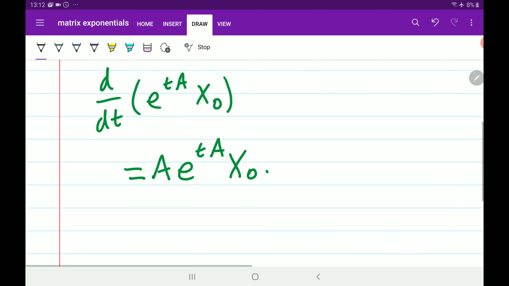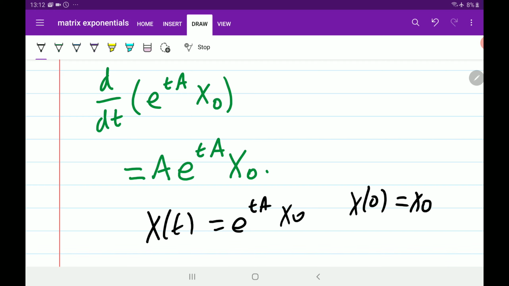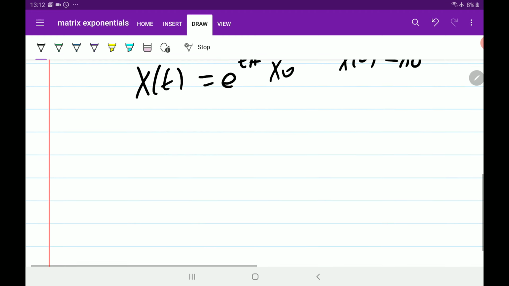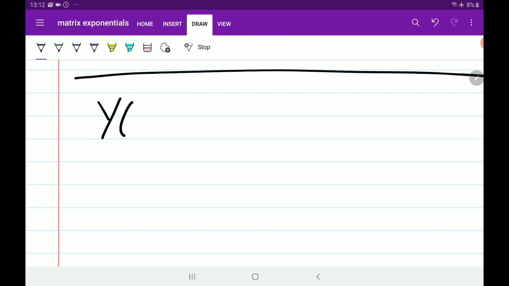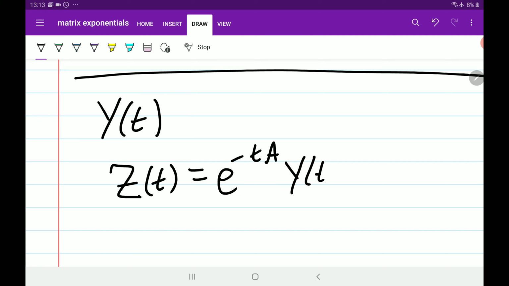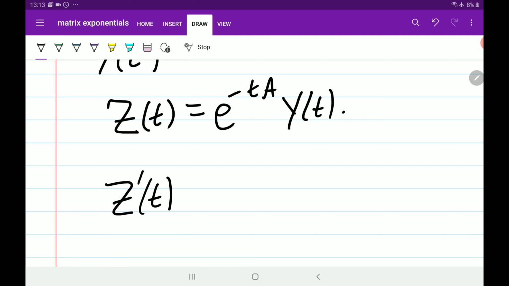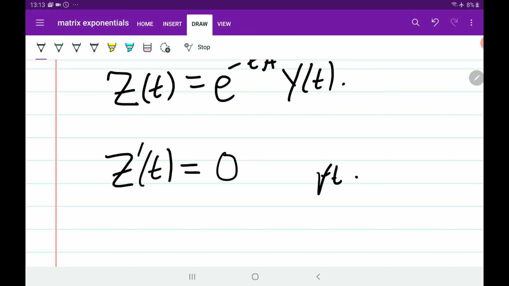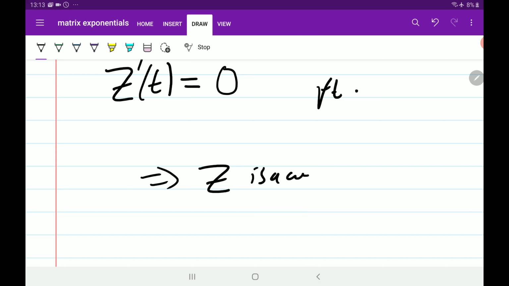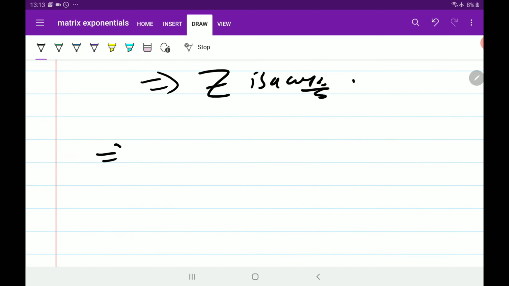Now, if we call this x of t, we've also got that x of 0 is indeed x naught. That's trivial, okay? Now, to prove uniqueness, what we say is suppose y of t is yet another solution, satisfying the initial value problem. Let's set z of t to be e to the minus tA times y of t. Then if we look at z prime of t, you can show that this is equal to 0 for all t. That's quite easy. So that means that z is a constant. And so, since it satisfies the initial condition as well, we get that z must actually equal x for all t. And that's the proof, right? That's how you prove it's unique.